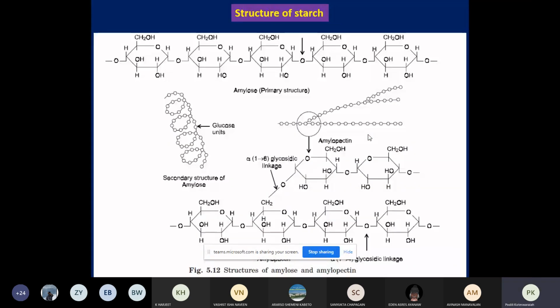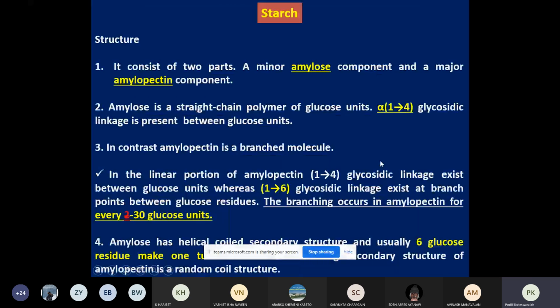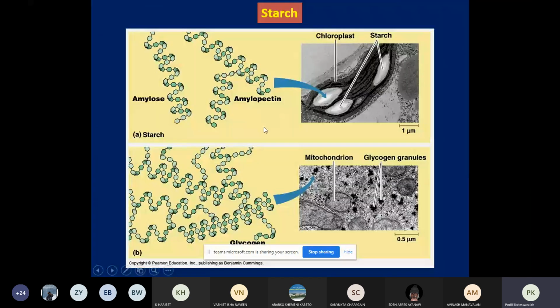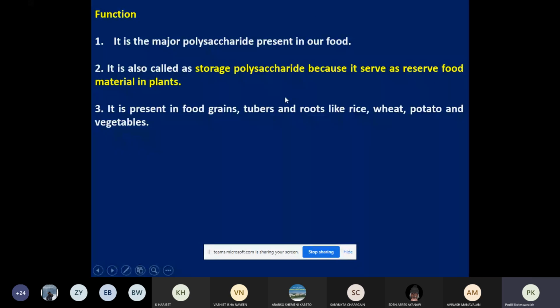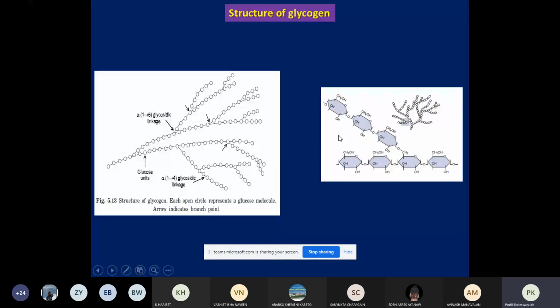Initially we discussed starch, which is a polymer of glucose and has two components, amylose and amylopectin. Amylose is a polymer of glucose with alpha-1,4 glycosidic linkages. Amylopectin is a polymer of glucose with alpha-1,4 as well as alpha-1,6 linkages. The alpha-1,6 linkage is present only at the branch point, and this branching occurs once for every 20 to 30 residues in the chain. As I already said, it is the storage polysaccharide and also the reserve food material in plants.